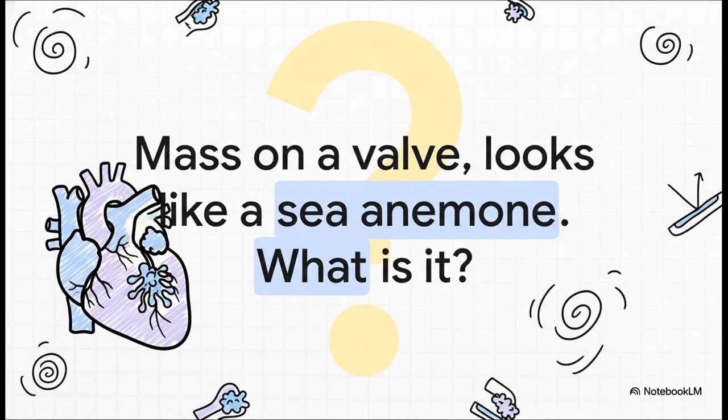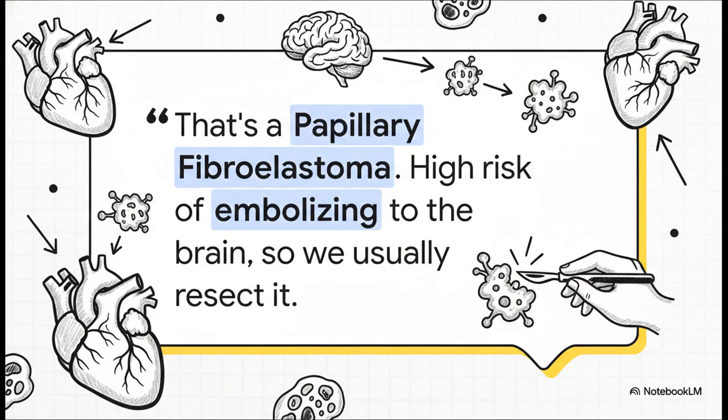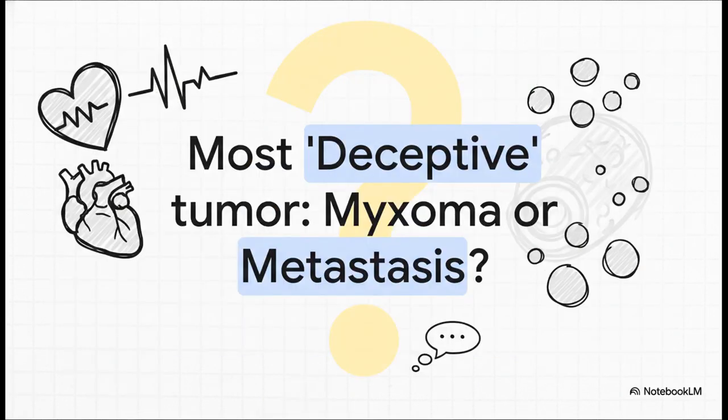Okay, here's a top score question for you. What if the mass isn't in a chamber at all, but it's sitting right on a valve, and it has this weird look, kind of like a small sea anemone? That is a papillary fibroelastoma. It's the most common tumor of the heart valves. Even though it's small, it has a high risk of embolizing to the brain. If it's on the left-sided valves, we usually resect it. Perfect. That rounds out our deep dive.